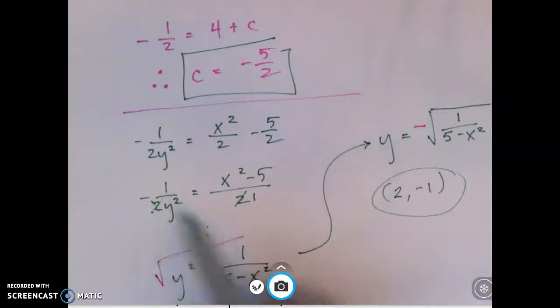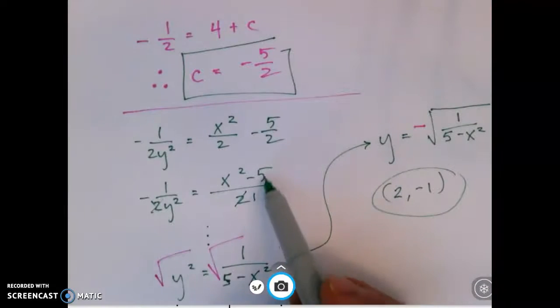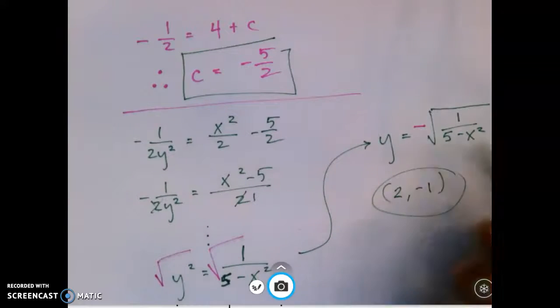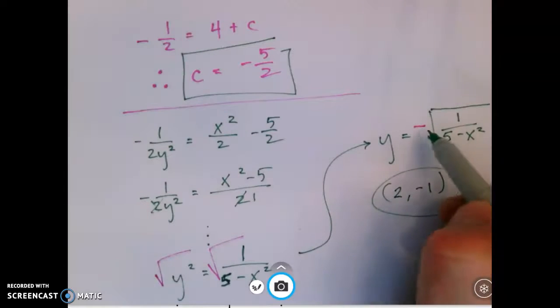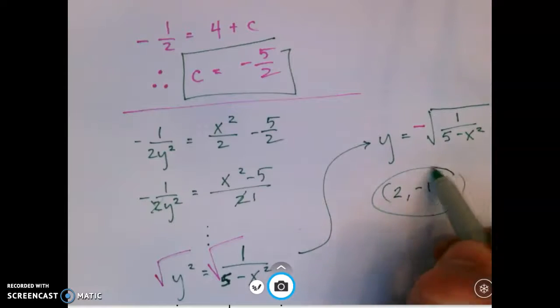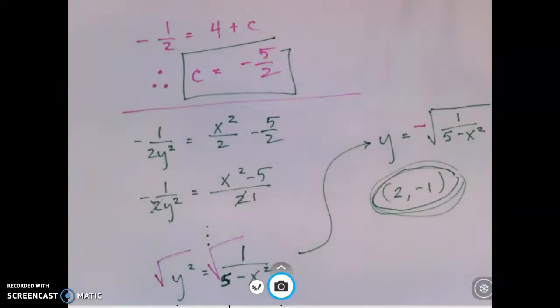This becomes 1. And then flip it and negate it at the same time. When I flip this and negate it, my denominator goes from x squared minus 5 to 5 minus x squared. So I don't leave the negative 1 in the numerator, I put it on the bottom. So then from here I have y squared equals this quantity. I take the square root, and I get the square root of 1 over 5 minus x squared. And I use the negative solution because my particular solution is negative. So I have to specify that. So that is my f of x.